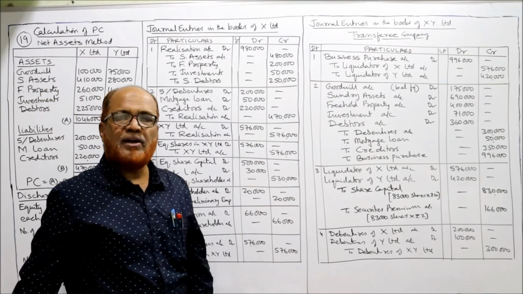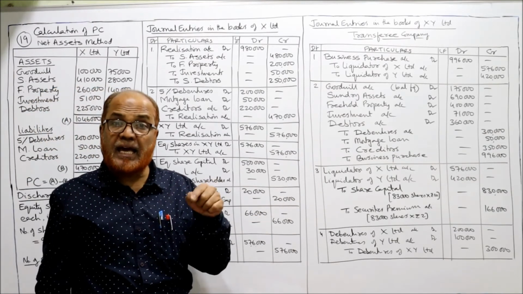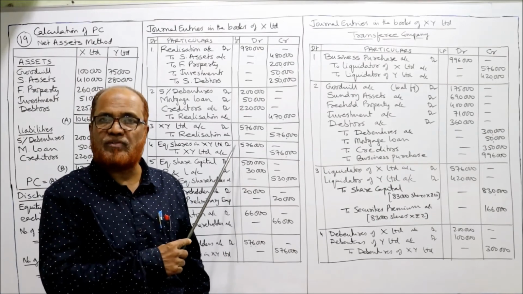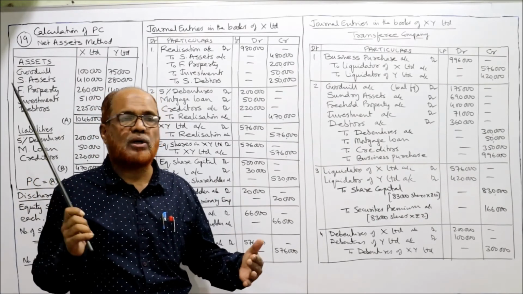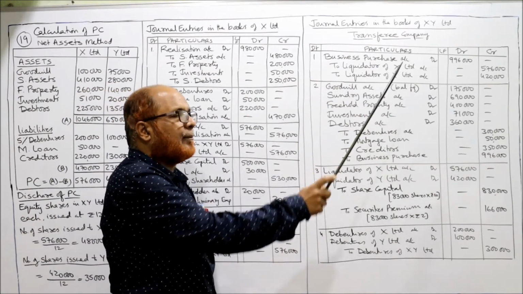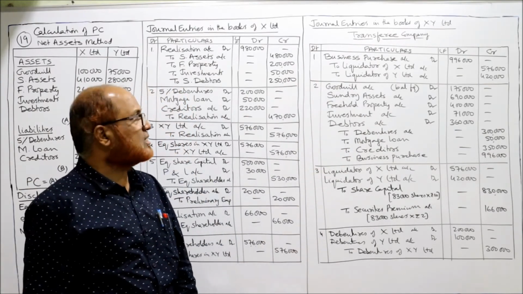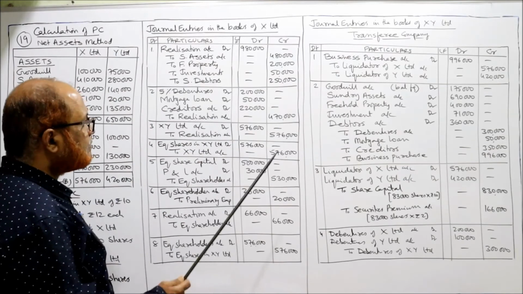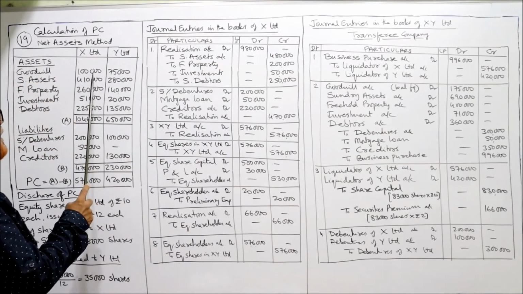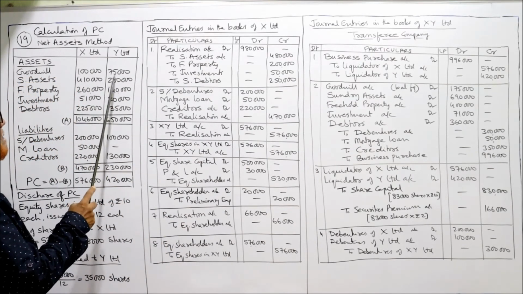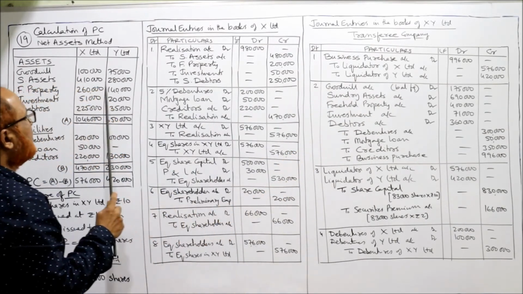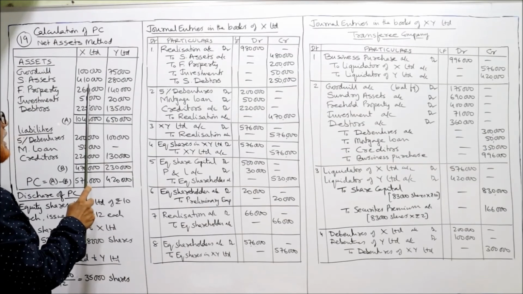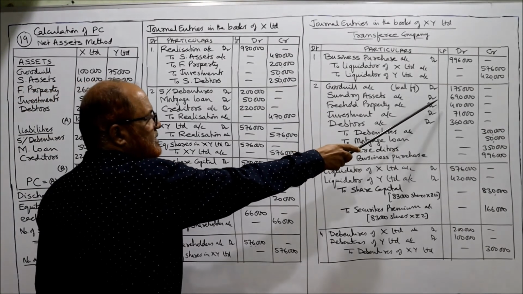Second entry, debit all assets taken over at agreed values, not balance sheet values. At agreed values, total the agreed values. First of all, goodwill account debit, the balancing figure. We can take it directly here: 1 lakh plus 75,000, that is 1,75,000 goodwill. Sundry assets, add up these two: 4,10,000 plus 2,80,000, 6,90,000.